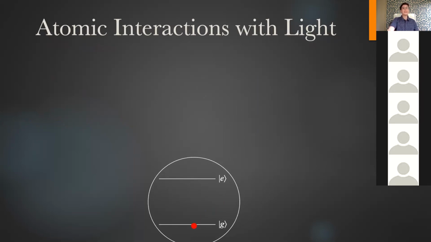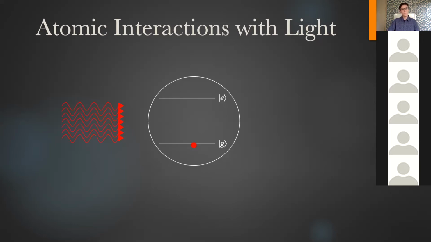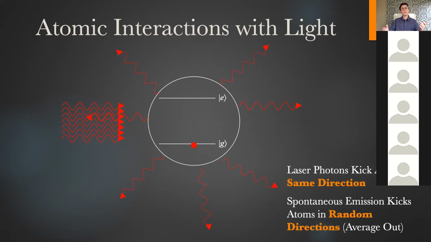So now let's look at how a laser light would affect it. A laser light means all the photons are going in the same direction. This means when they get absorbed, all those kicks will be in that same direction. But spontaneous emission, on the other hand, will be in random directions. So when the atom de-excites, that photon will kick it in a random direction, and all of those will average out to 0. Just to reiterate, the laser photons will all kick the atom in the same direction, and the spontaneous emission of photons will kick the atom in random directions, but all of the random directions will average out to 0.